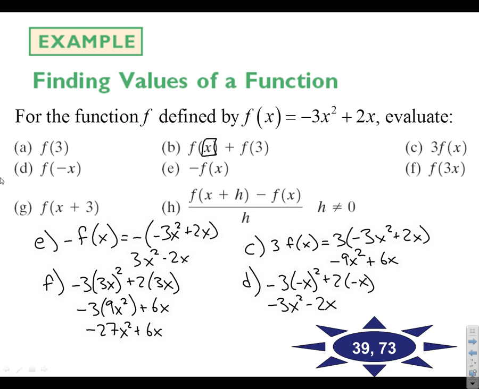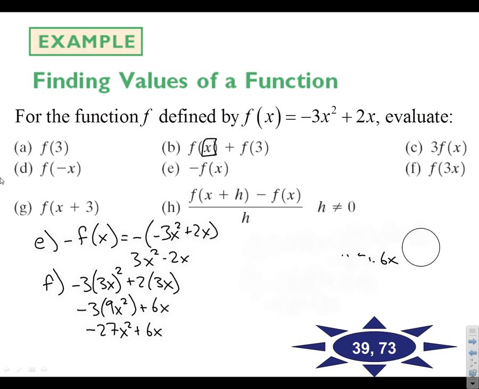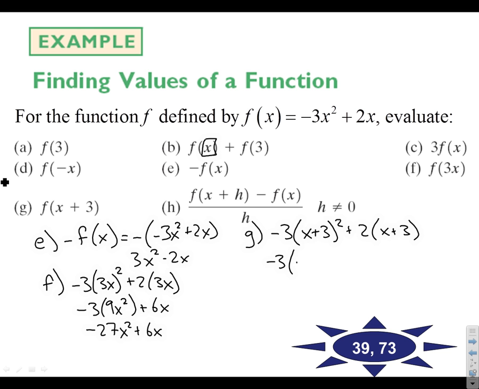All right, last two, G and H. So G is f of x plus 3. Everywhere we see an x, we need to have an x plus 3. So negative 3 times (x plus 3) squared plus 2 times (x plus 3). We need to FOIL this first. (x plus 3) times (x plus 3) is x squared plus 6x plus 9. We'll distribute this 2, giving 2x plus 6. So negative 3x squared minus 18x minus 27 plus 2x plus 6.